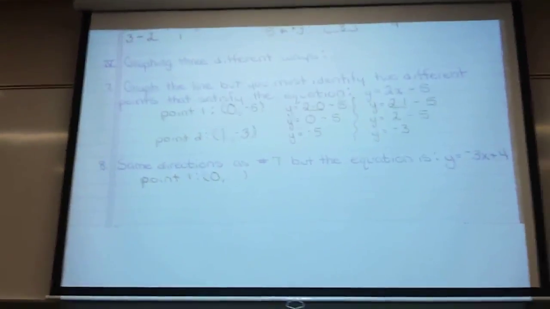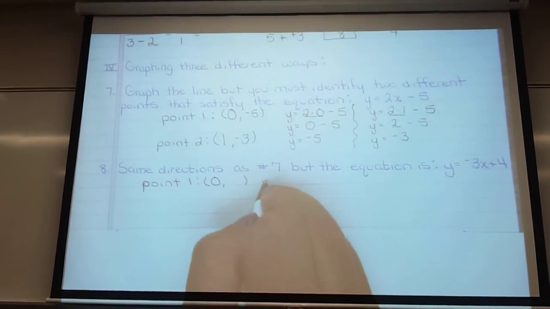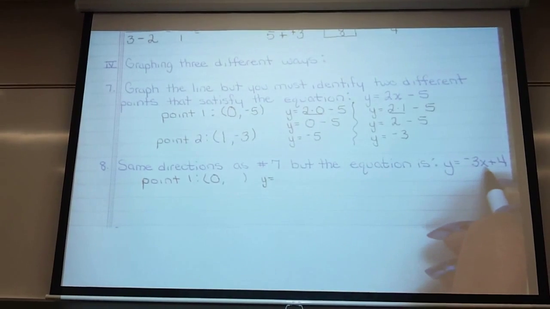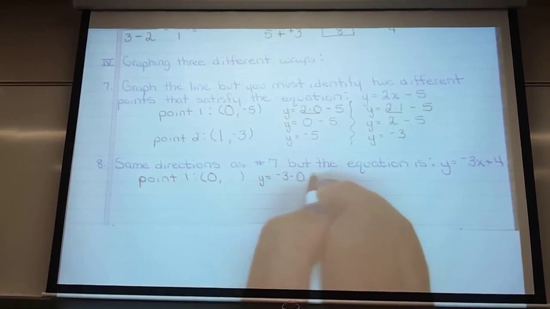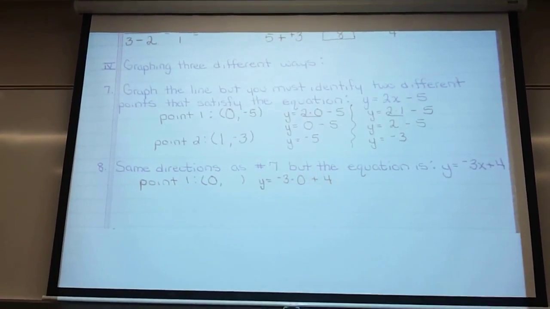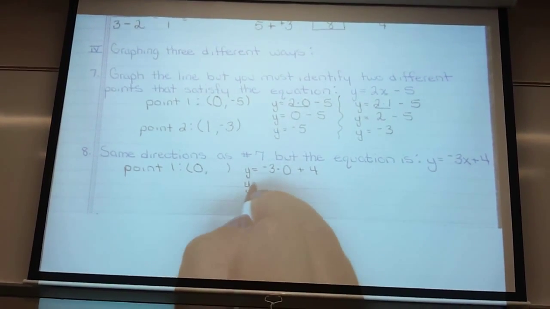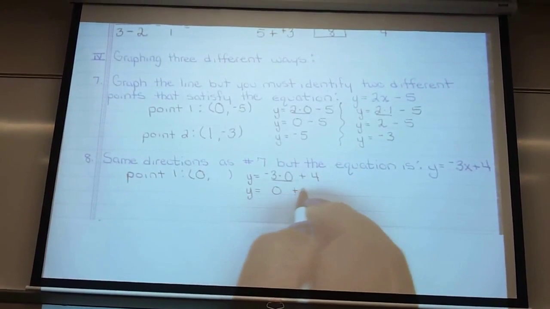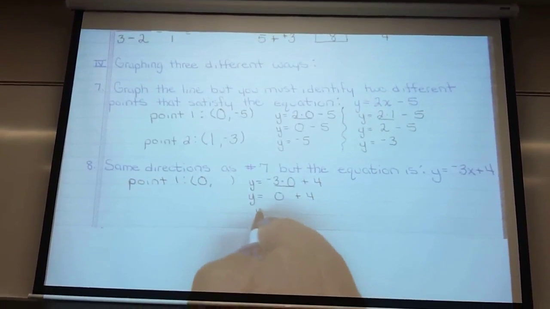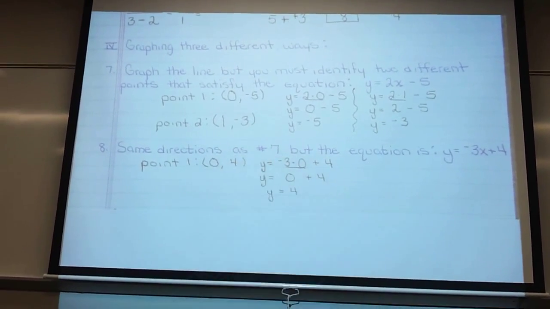I just got to find that something. So I'm going to take my equation, and wherever I see an x, I'm going to put a 0. So it'll look like that, and I got to find that missing value. So y equals this is 0 plus 4. Y equals 4. So that's your first missing value. That's your first point.